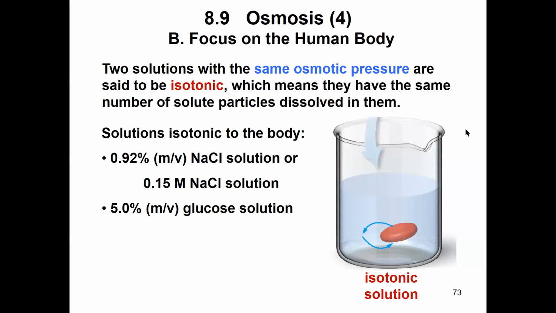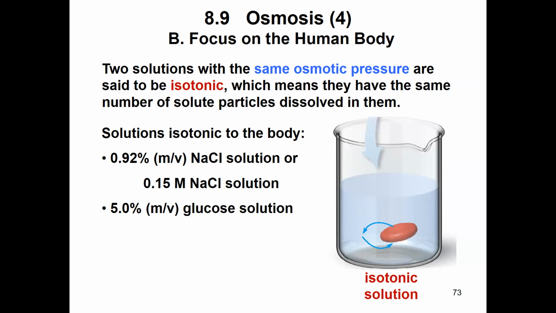So now we can classify solutions that are surrounding, for example, a cell. You know how cell membranes can be viewed as semi-permeable membranes. They allow water and very small molecules to go through. Typically, non-polar molecules can go through because the membrane inside is non-polar. Ions, for example, cannot go through. They have to go through ion channels.